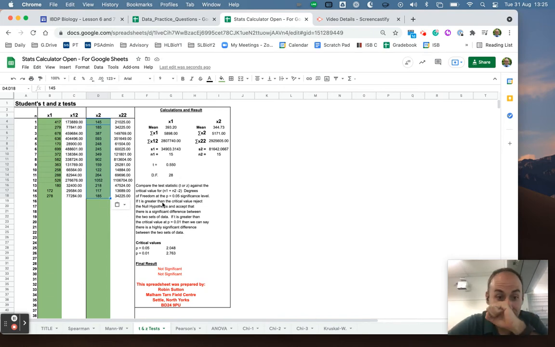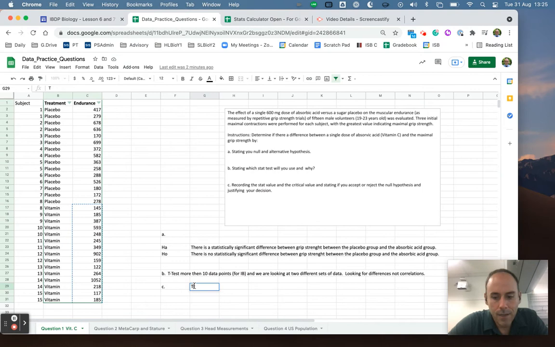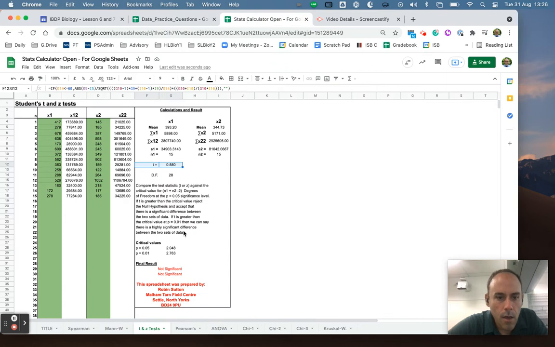Right, you don't understand how great this is. And it gives me the critical values at p equals 0.05 and p equals 0.01. For biology, this is the one we really care about, okay? This one makes it even more significant, but notice in our case, our t value equals 0.550. And the critical value is equal to 2.048, I believe. Let me double check that.